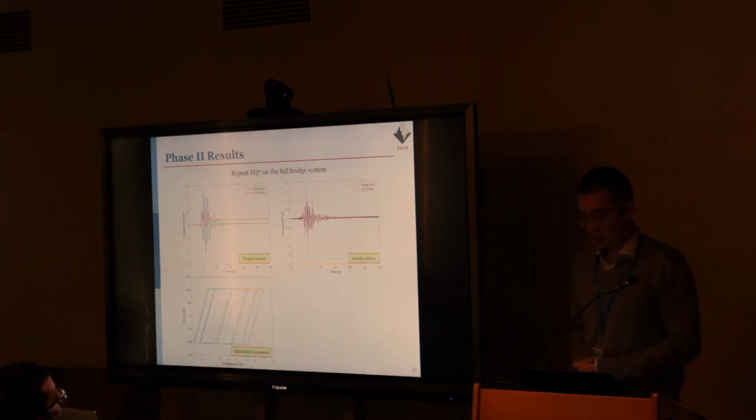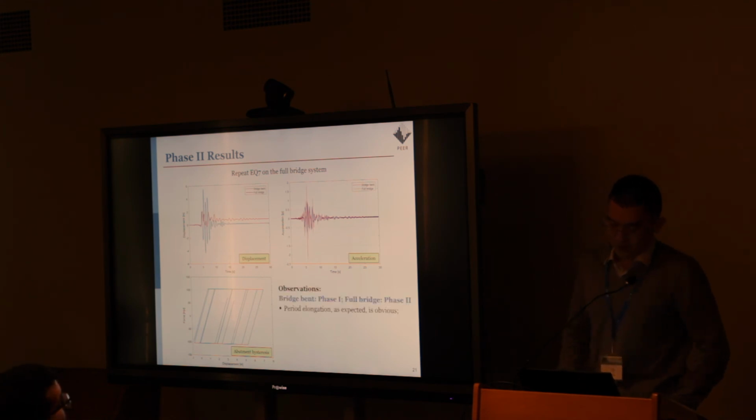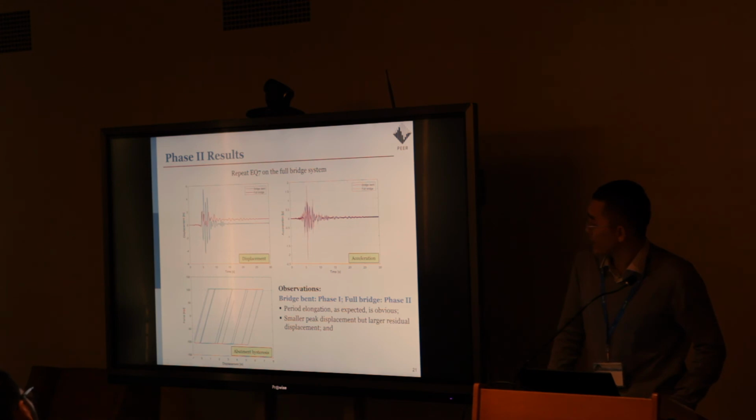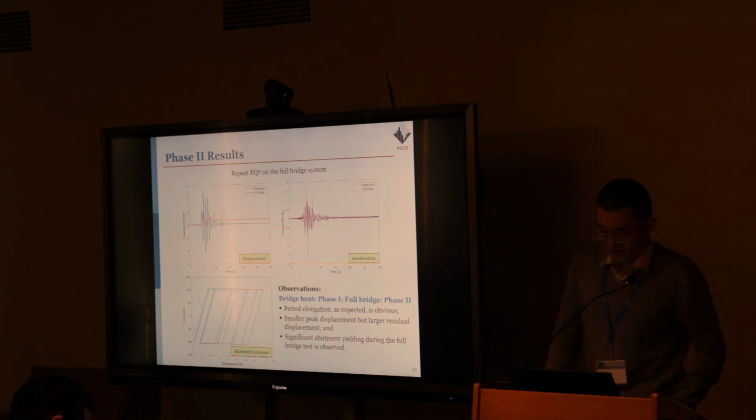So this slide shows results from one test run in the system level testing. Basically we repeat earthquake 7 on the full bridge system, and here are some observations. The first observation is that the period elongation is quite obvious, and this is to be expected because we are switching from a bridge bent to the full bridge system. The second observation is that in the system level testing, even if the specimen undergoes smaller peak displacement, it has larger residual displacement. And the third observation is that the transverse abutment undergoes significant yielding during the full bridge testing.